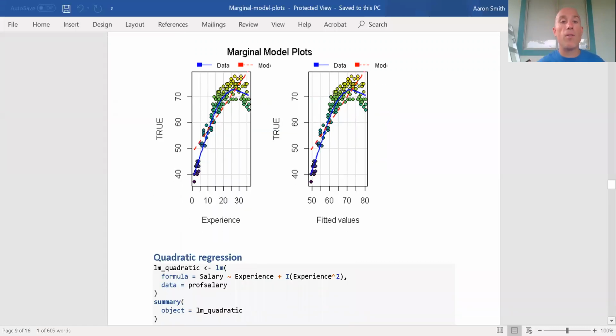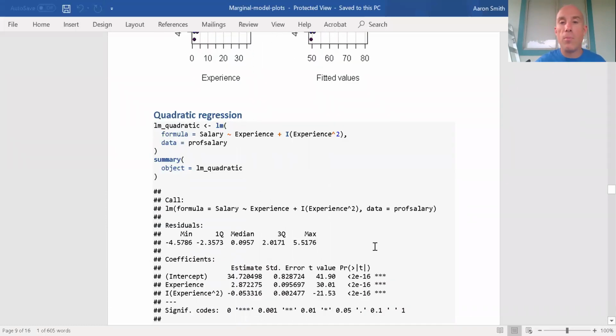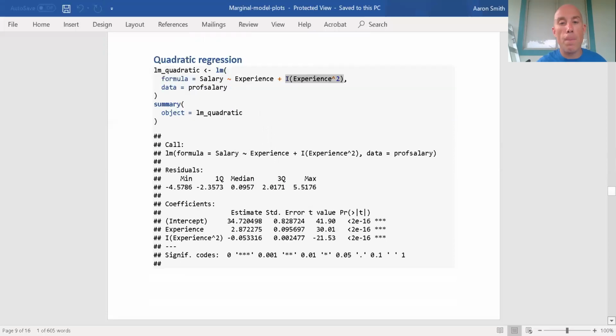Okay, so I looked at this and I said, hey, I think I need to do quadratic regression. I only have one predictor variable, so quadratic regression is probably a good choice to go with. So all I'm going to do, just like we've done before, is add the identity function and square the predictor in my formula, and then I'm going to go for it.